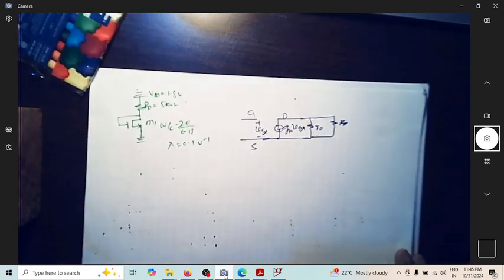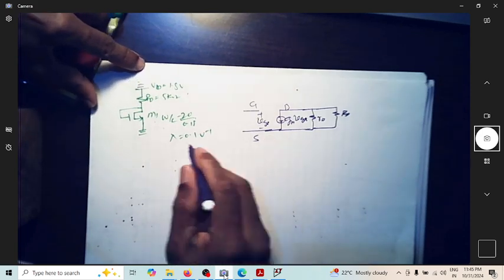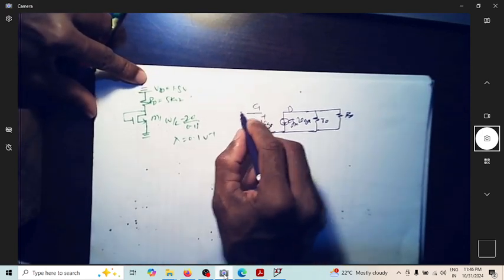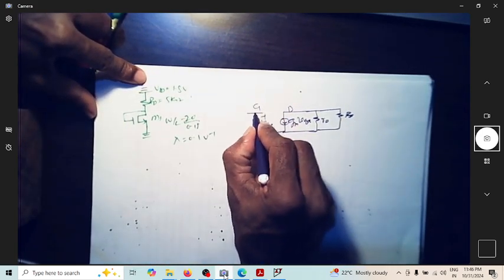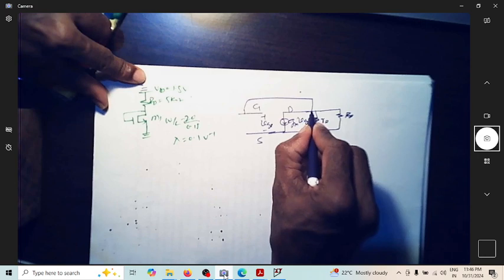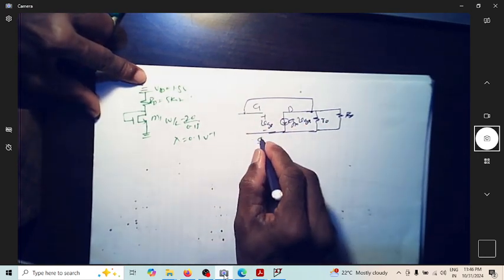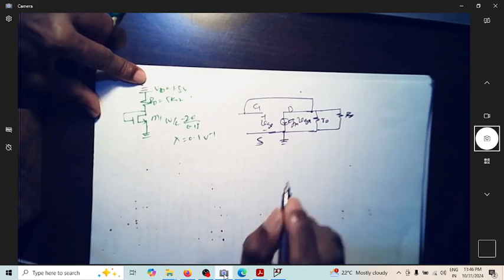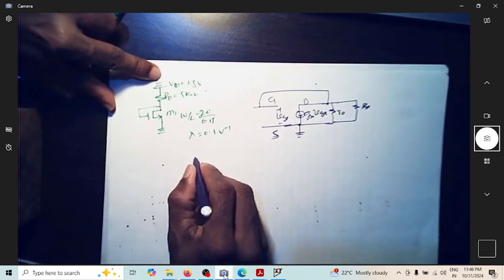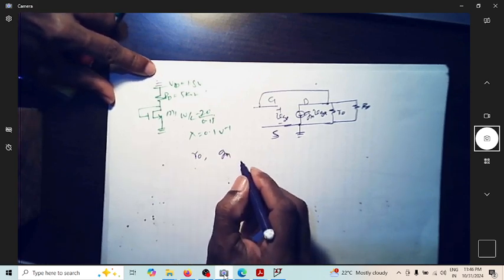So this is the equation I have. This is a circuit diagram. How about this gate is shorted with this? So let me short this gate with this drain. So this is the circuit, and this is source, which is now grounded. So we are asked to find what is R0 and gm.